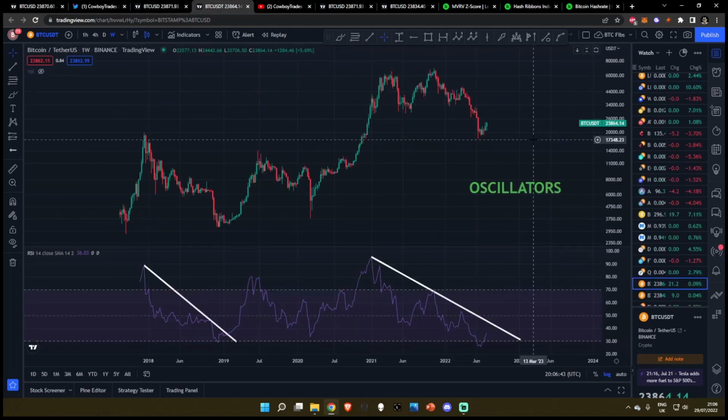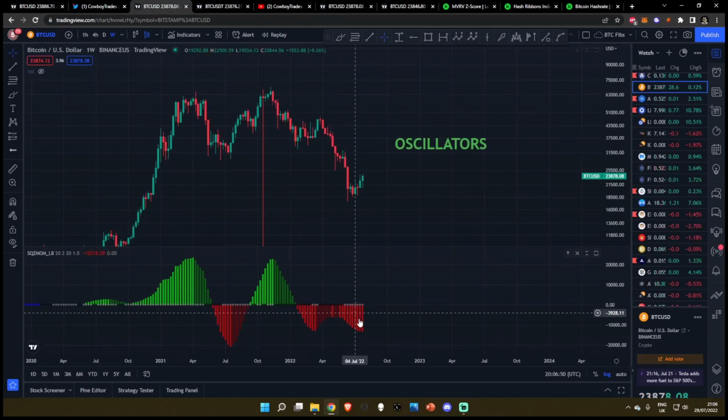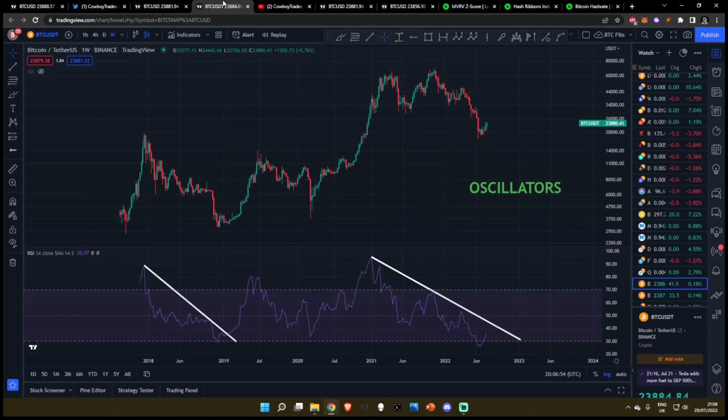Now, one of the second things, which doesn't necessarily have to happen, for example, if the first oscillator, your squeeze momentum indicator, has a massive breakup, the on-chain metrics line up, and then your moving averages line up, I'll definitely take that into consideration, but I would like to see a breakout from the downtrend on the weekly RSI.